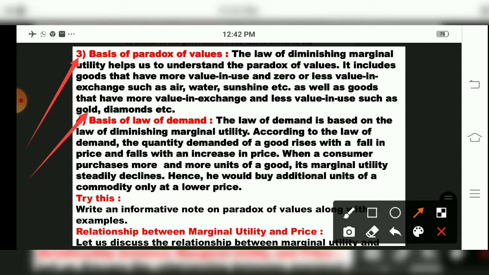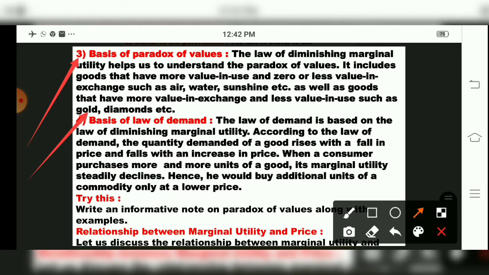They have told that if he would buy additional units, marginal utility steadily declines. When a consumer starts purchasing more and more units, additional unit, when he is purchasing, what happens? The consumption of a commodity is stopped over there. Now we have studied the relation between TU and MU, and the formula also tells you TU is what?